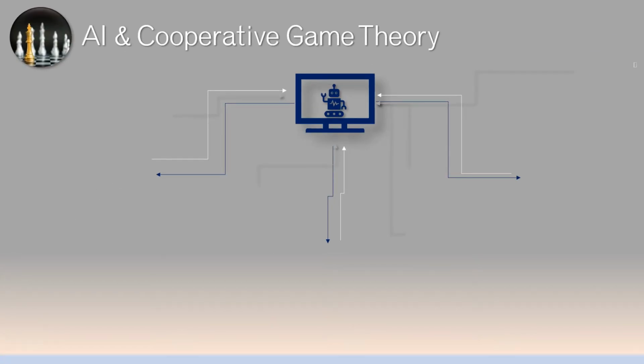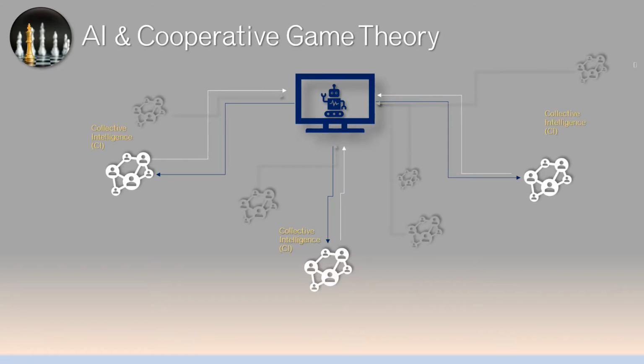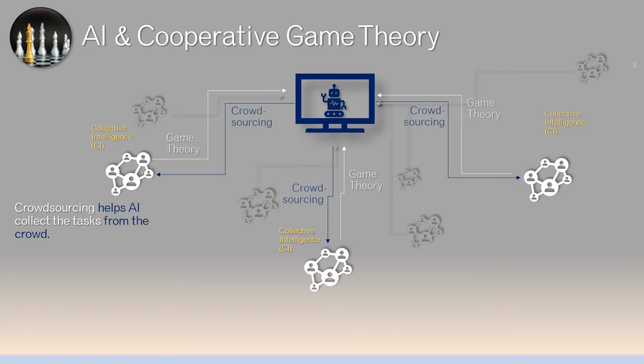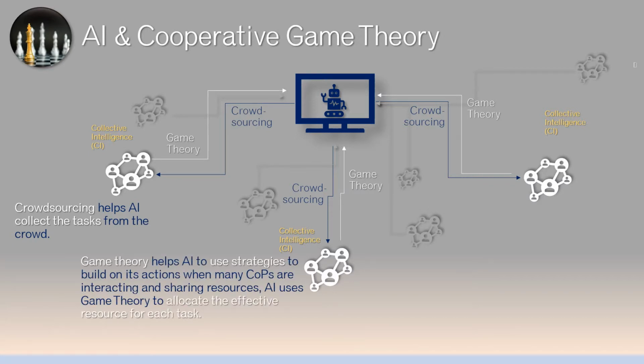In this slide, we can see that collectivities are all connected to artificial intelligence. We do not connect to each other anymore. Crowdsourcing is represented here in the blue arrow and game theory is in the white arrow. Artificial intelligence uses crowdsourcing to find the collectivities. Then it uses game theory to study their behavior through their actions, interactions, daily sharing of resources, and to allocate the effective resources for the tasks that the machine collects from the crowd.